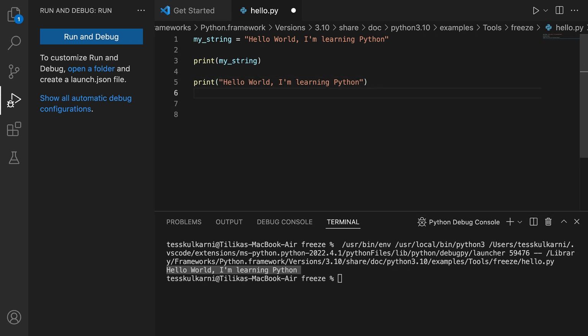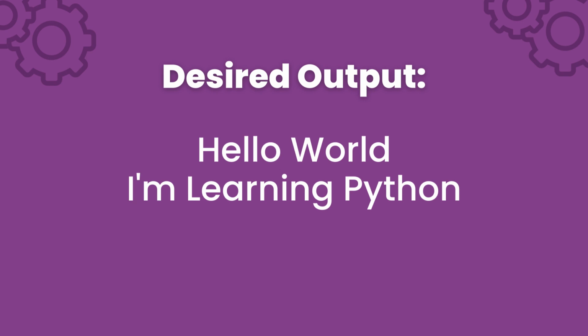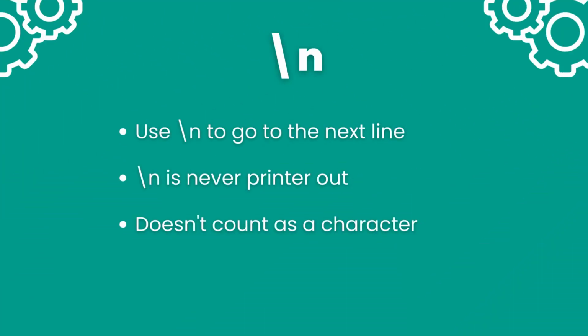Now let's say that in my_string, I wanted the output to be hello world on the first line, and I'm learning Python on the second line, like this. I don't want it to be consecutive words. What would I do then? I could use the \n feature. So the \n is basically like this. Whenever you write \n in a string, it means that you are going to the next line. \n is never actually printed out and doesn't count as a character.